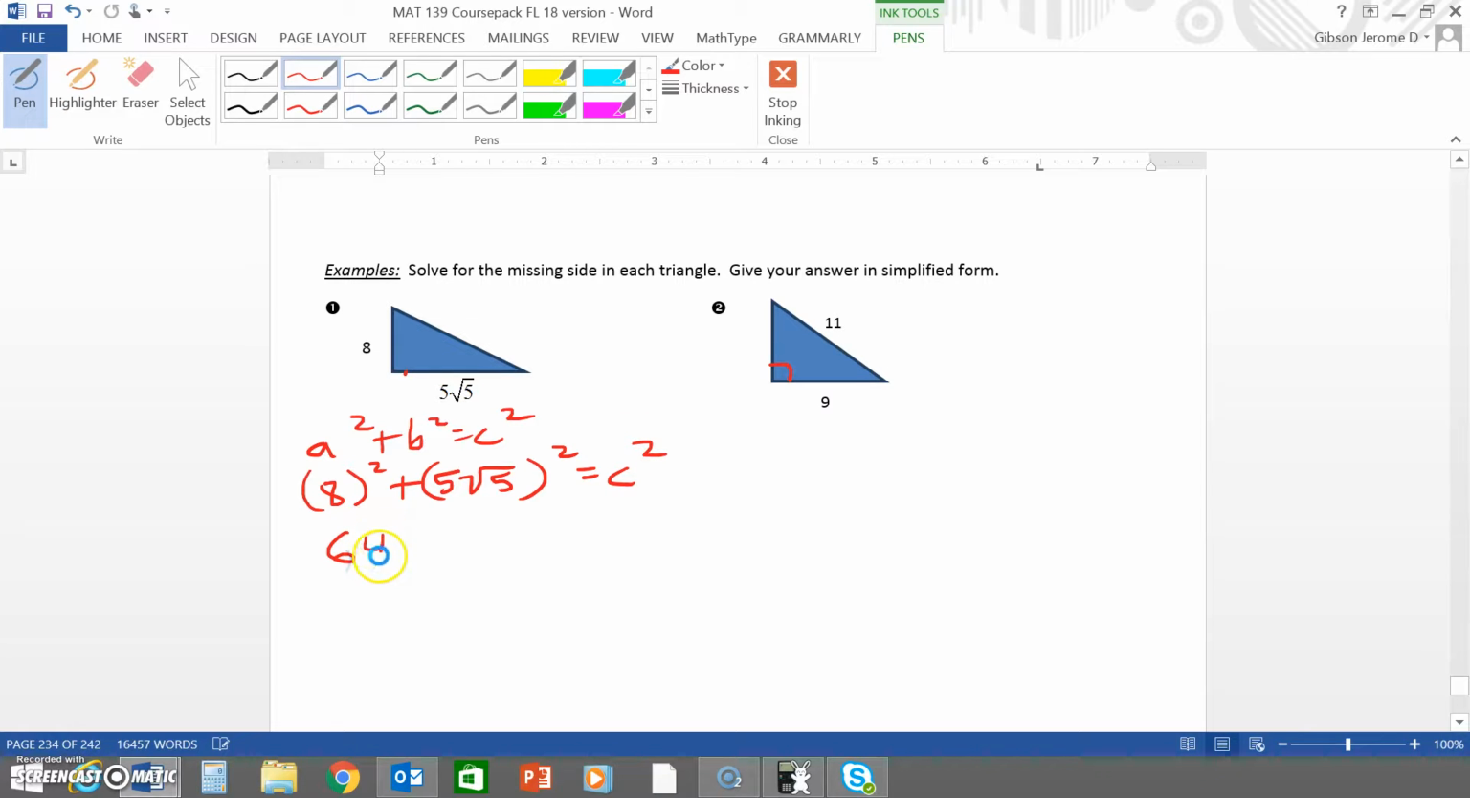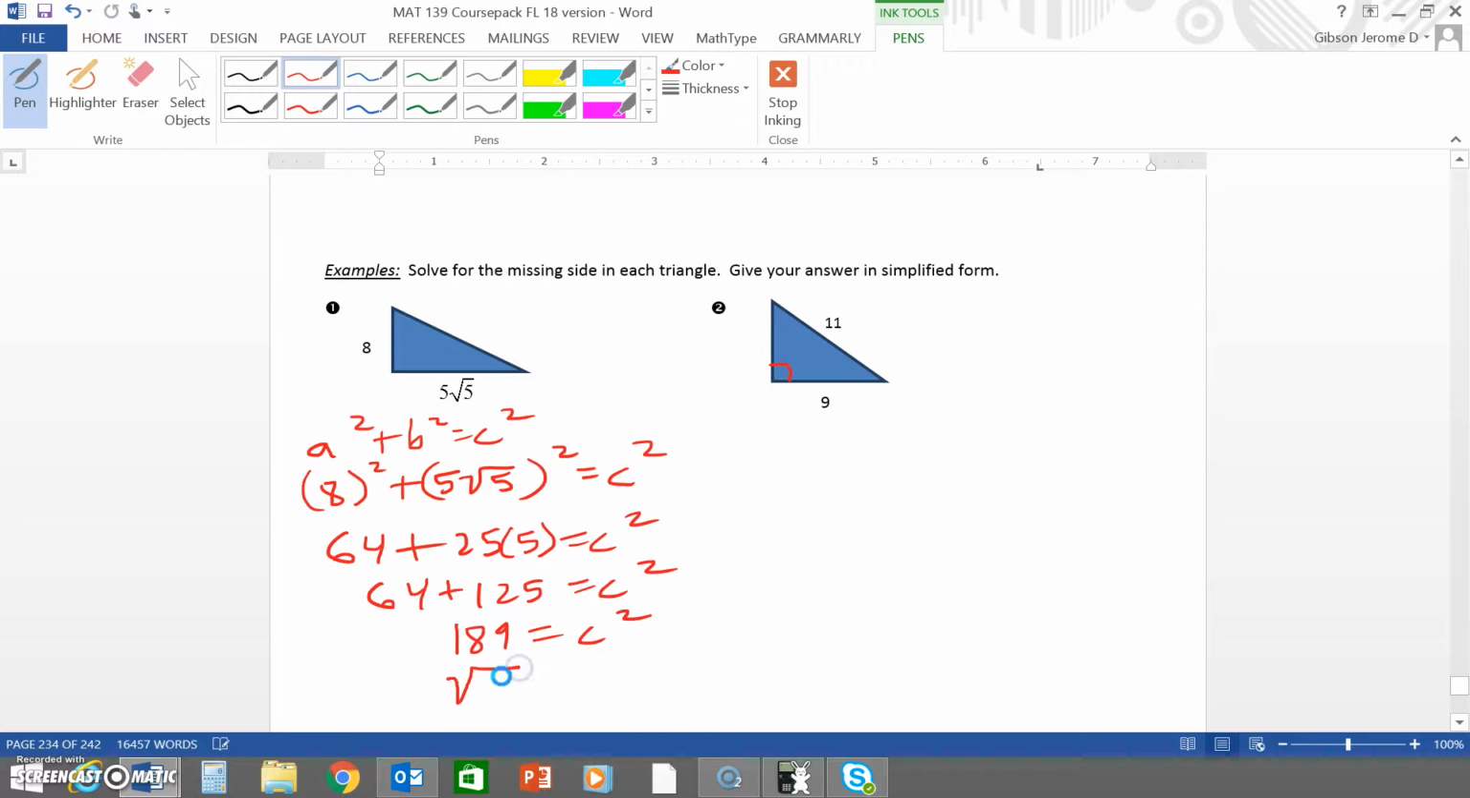8 squared is 64 plus. Now we know 5 squared is 25. The square root of 5 squared is 5, so that would be 25 times 5, and that equals C squared. So we have 64 plus 125 is equal to C squared. Now, 64 plus 125 is 189 equals C squared.